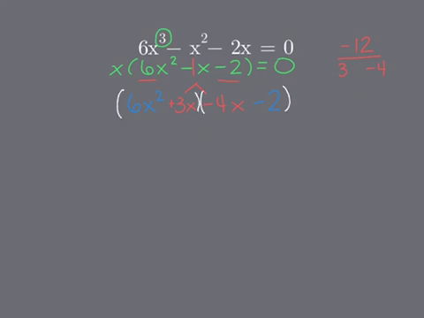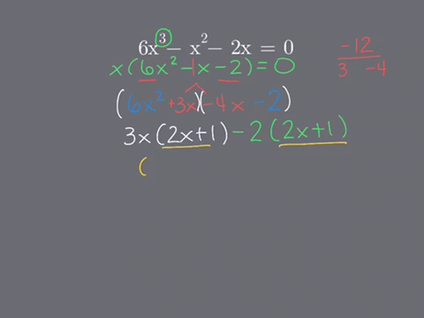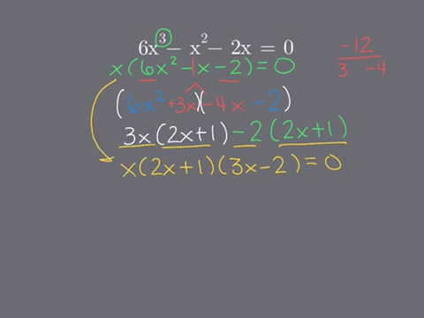Out of the first group, I can factor out a 3x. That leaves me with 2x plus 1. Out of the second group, I'm going to be able to factor out a negative 2, so that will also leave me with 2x plus 1. Now that both of these parentheses are the same, I can factor out the 2x plus 1, and that leaves me with this 3x and this minus 2. Again, all still equal to 0, and I have to make sure to include the x that I factored out at the beginning.